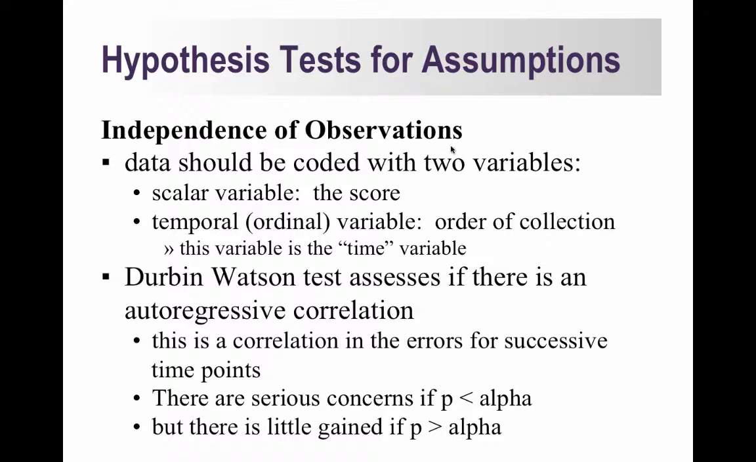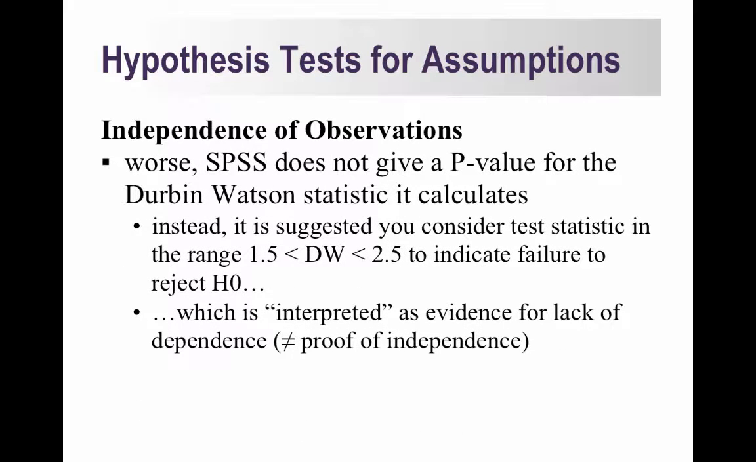The Durbin Watson test assesses if there's any type of relationship between the errors as we're predicting over time. The hope is that there is no autoregressive correlation, meaning that the errors from one term appear to be related to the errors of successive terms as we're taking data over time. If our p-value is less than the significance level, there are serious concerns, but the truth is, even when p is greater than alpha, there's actually not a lot gained from this particular test.